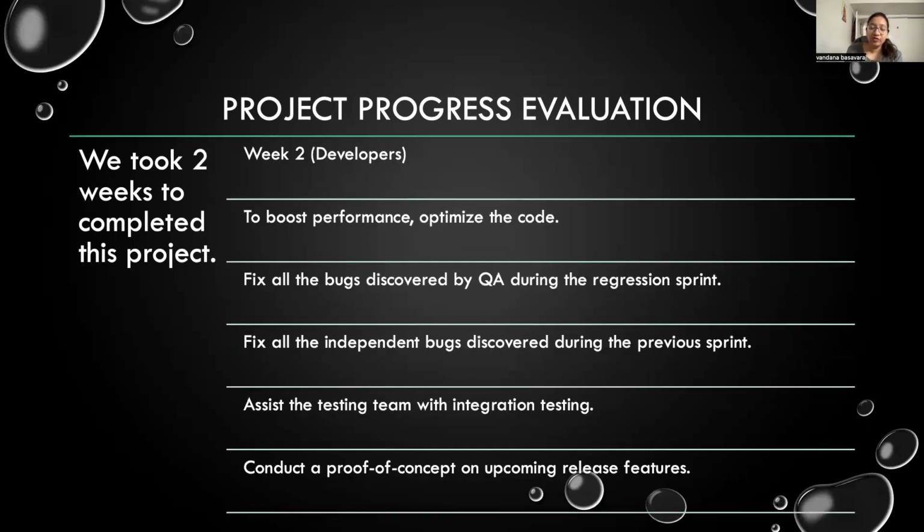Then in week 2, we boost performance, optimize the code, fix all the bugs discovered by the QA during the regression sprint, fix all the independent bugs discovered during the previous sprint, assist the testing team with integration testing, and conduct a proof of concept on upcoming release features.